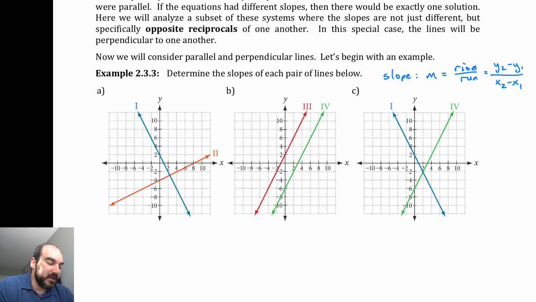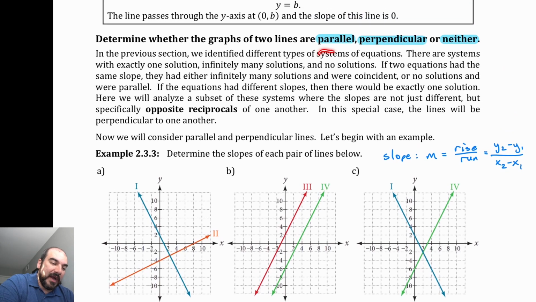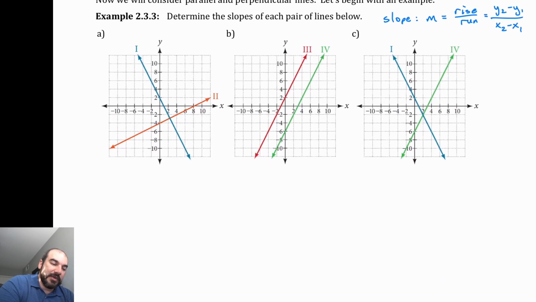So we can compute the slopes of these lines to see the characteristics of parallel, perpendicular, neither in these three examples here. The first set of lines have a perpendicular characteristic, meaning they intersect in a 90-degree angle. So these are perpendicular, and we'll see what the slopes are for that kind of intersection. And then these are parallel. And these are neither.